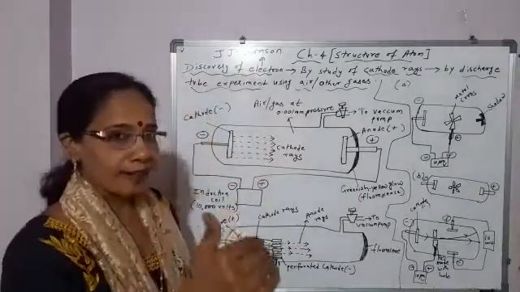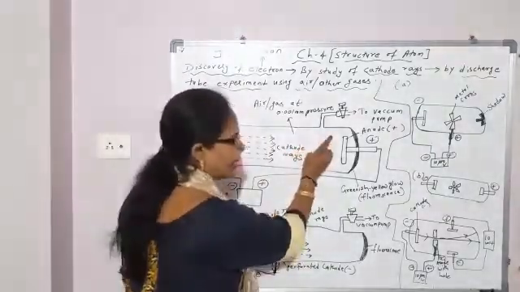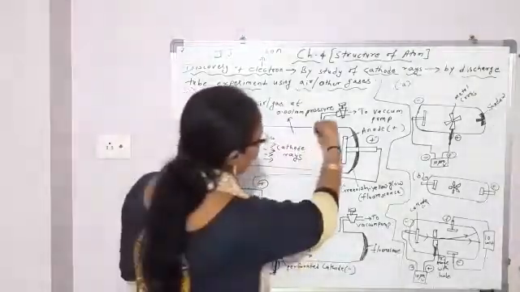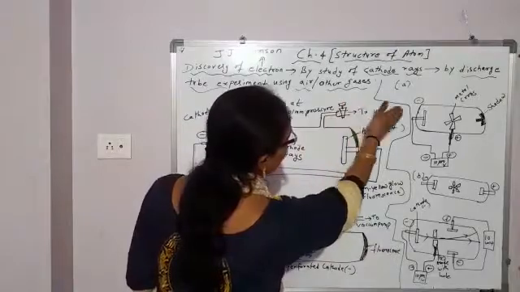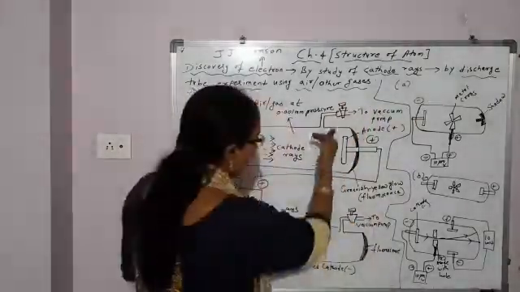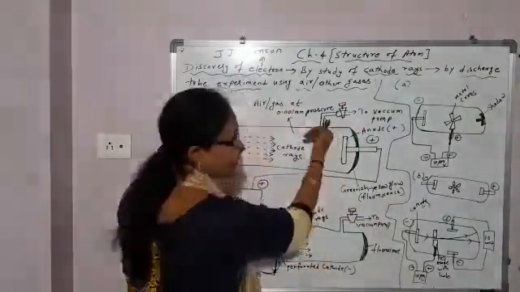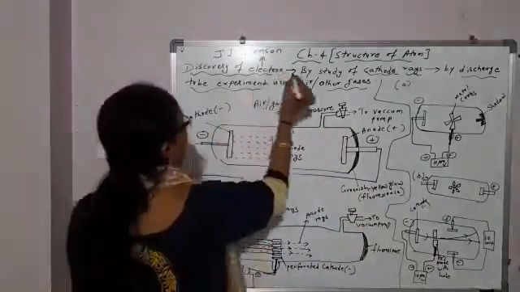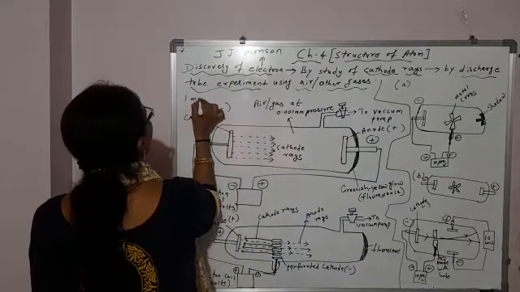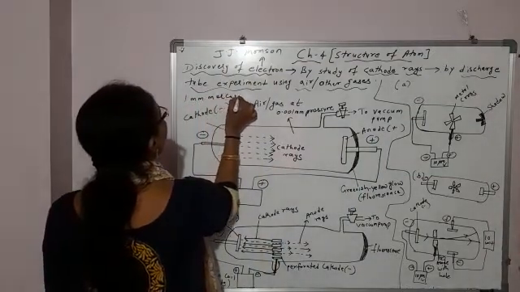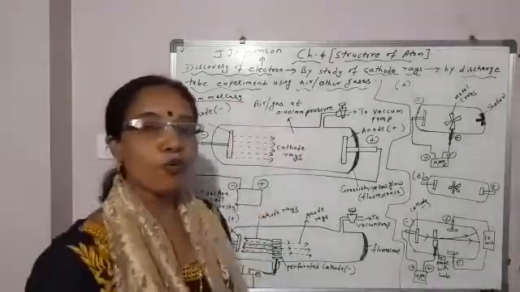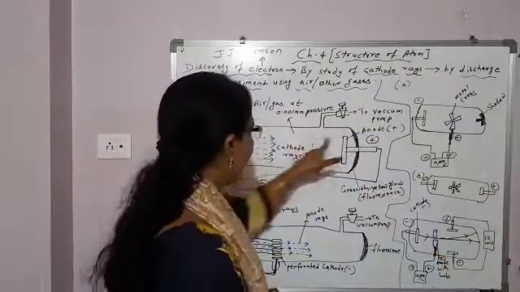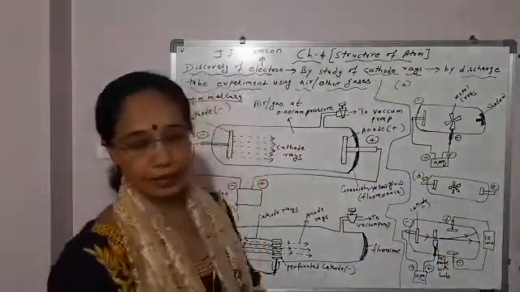So what is done next? The pressure of the air inside the discharge tube is reduced by removing the air from the side tube through the vacuum pump. This way, the pressure of the air inside the discharge tube is reduced to 1 mm of mercury. Then, high voltage is applied across the electrodes.